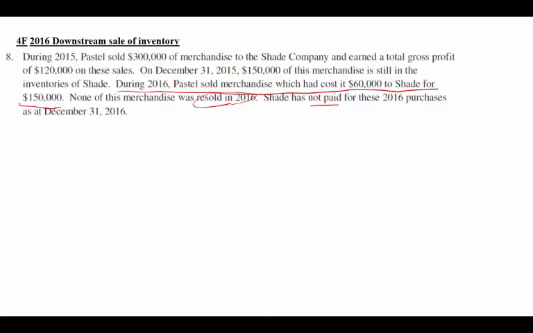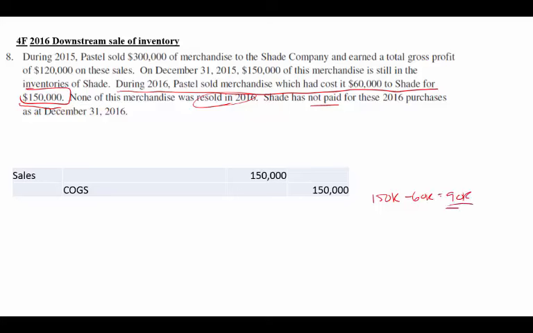So step one, eliminate the intercompany sale. Well, our actual sale was for $150,000. So we'll eliminate that sale by debiting sales, crediting COGS. Then to figure out our unrealized profit, well, we're told the total sale was $150,000 and it cost us $60,000. That tells me the total profit, which is also the unrealized profit in this case, is $90,000. We'll eliminate that by increasing COGS and bringing our inventory back down to its original value of $60,000.